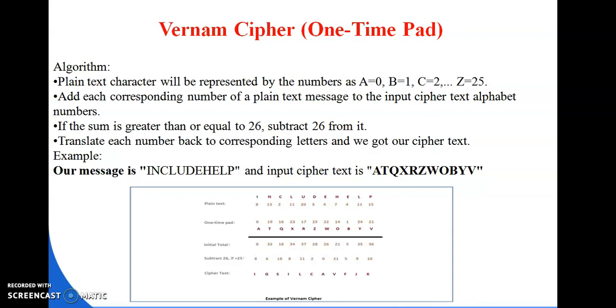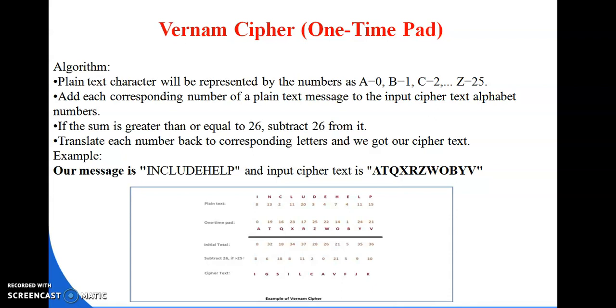algorithm. Plain text characters will be represented by numbers as A equal to 0, B equal to 1, C equal to 2, and Z equal to 25. Add each corresponding number of a plain text message to the input key alphabet numbers. If the sum is greater than or equal to 26, subtract 26 from it and translate each number back to corresponding letters, and we get our ciphertext.